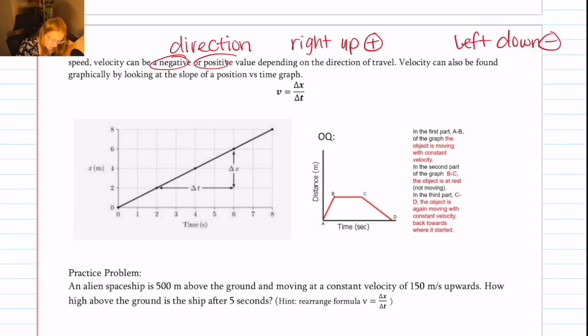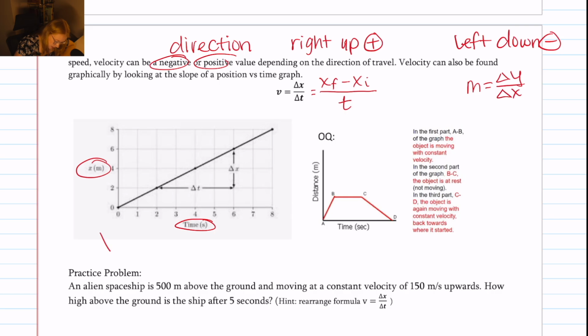All right, so let's look at the formula for velocity. So the formula for velocity is change in position over change in time. Remember that delta does mean change. Another way to write it is the final position minus initial position over the total time, right? This also closely matches the slope formula, right? The slope formula is change in y over change in x. The reason why I bring up the slope formula is because in graphing, you can use the position versus time graph to find velocity.